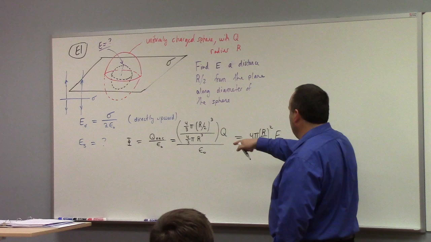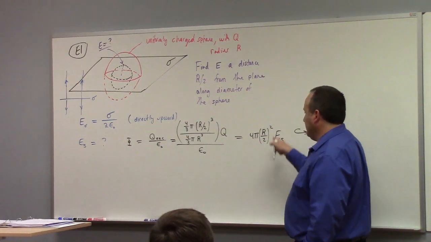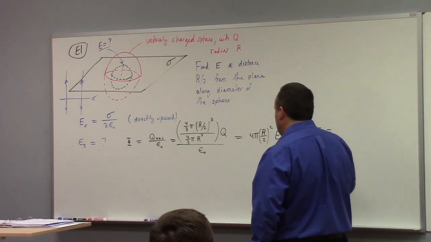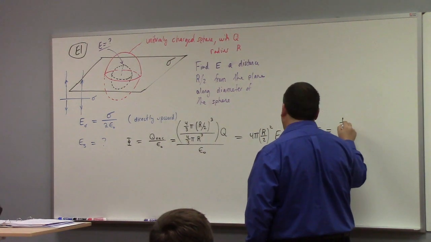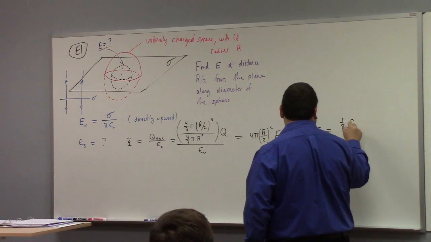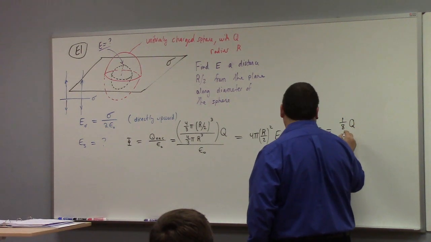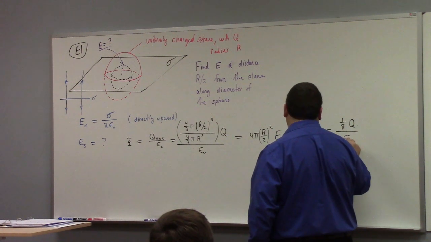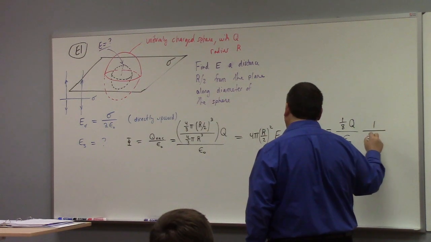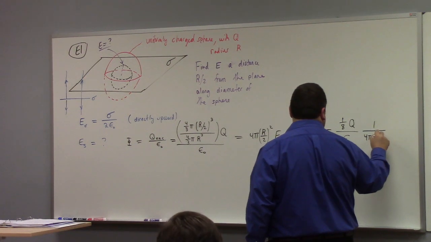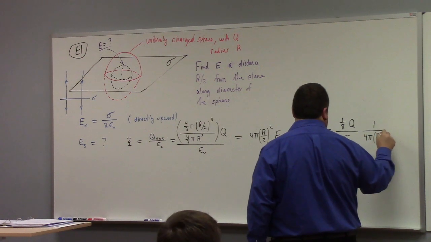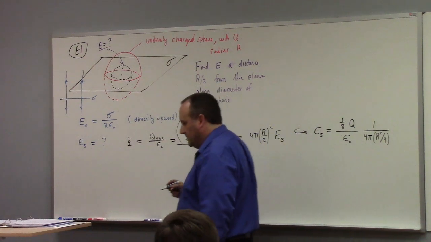Oh, you're right. There's an r cubed there. This one survives, right? So let's see here. We've got like an eighth, right? An eighth q. Is that right? Divided by epsilon naught times 1 over, looks like 4 pi r squared over 4. If I've done my algebra right, which is debatable.